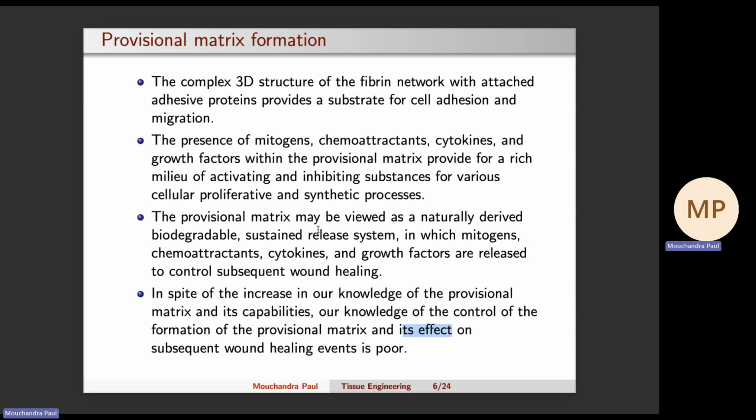A provisional matrix, if you try to view it from the perspective of a tissue engineer, you can make a provisional matrix if you simply use a biomaterial which is naturally derived, biodegradable, and allows sustained release of these signaling molecules. Then you will have a provisional matrix. So that is just a simple way of explaining the nature of this matrix in terms of tissue engineering.